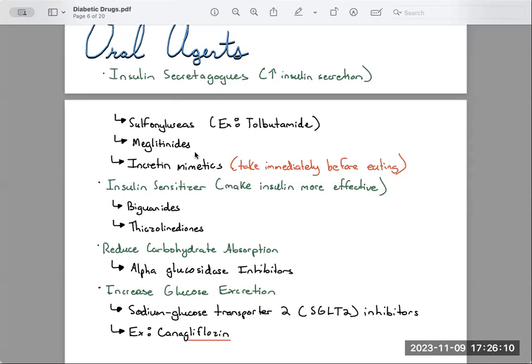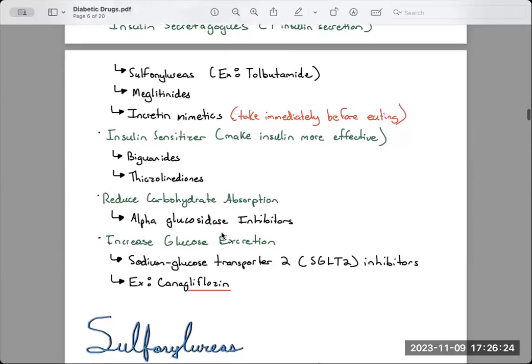So, as I said, going back to the different types, we have insulin secretagogues, which increase insulin secretion, and we have sulfonylureas, meglitinides or glinides, and incretin mimetics. We have insulin sensitizers that make insulin more effective.